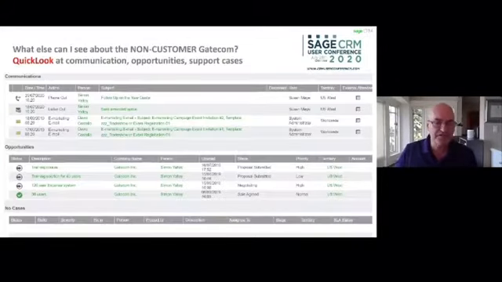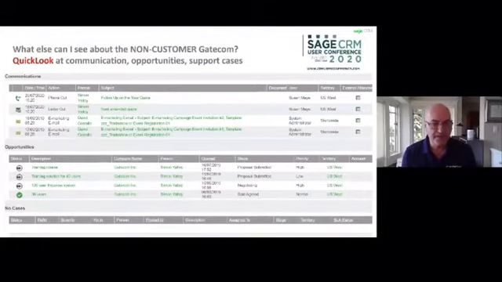Other functions are available to non-customers. So again, I'm not even talking about Sage 300 at this point. This is just a company in the Sage CRM system, and there's a quick look function. With this function, all of the things I just talked about, communications and opportunities, are available on one page.